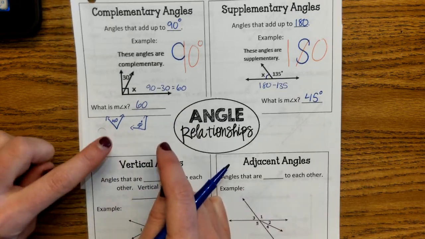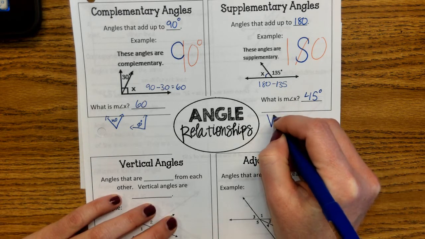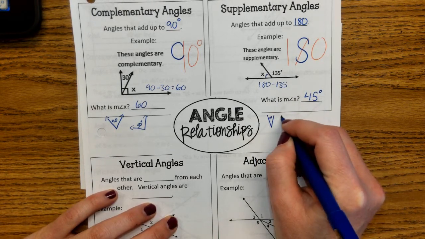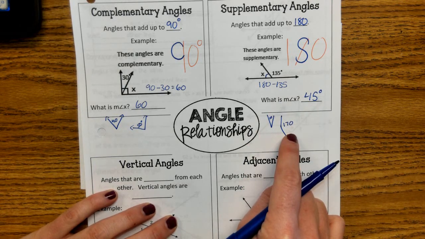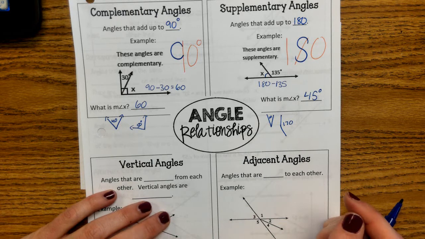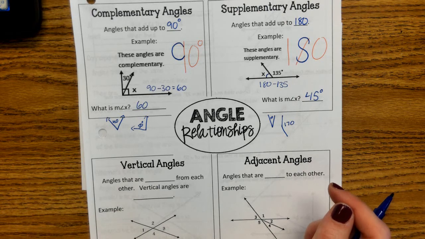I labeled them, but this is what it looks like when they're not next to each other. They're just two angles. 40 plus 50 makes 90. They're complementary. If this is 10, and this is 170, 10 plus 170 makes 180. These two aren't next to each other. They don't share a side. They're not adjacent, but they're still supplementary because they add up to 180 degrees.